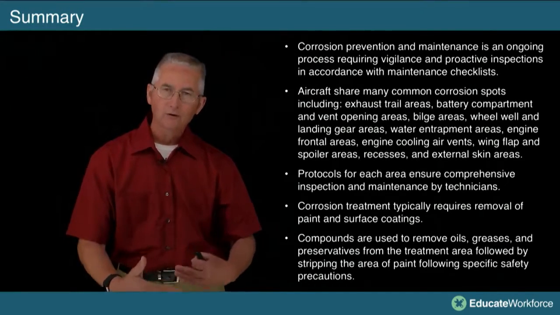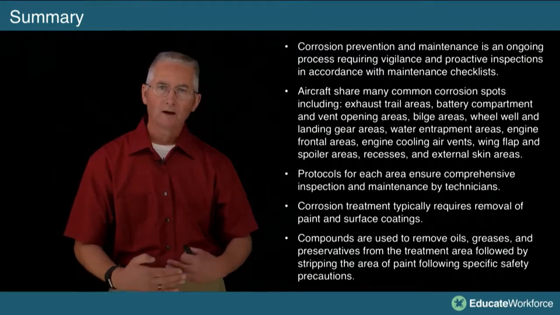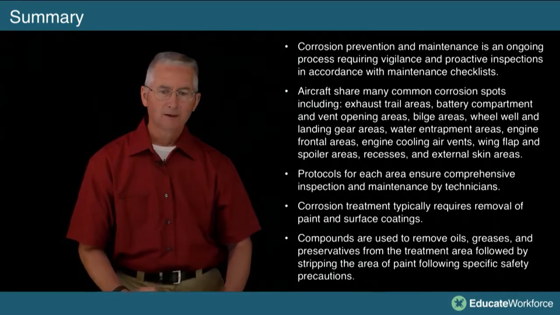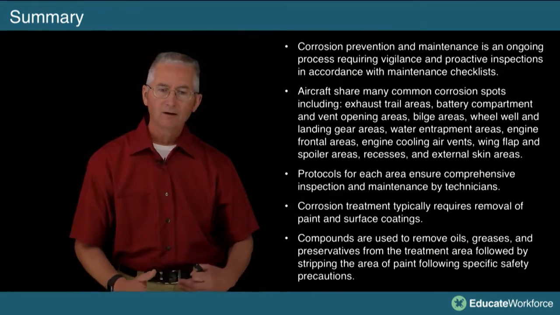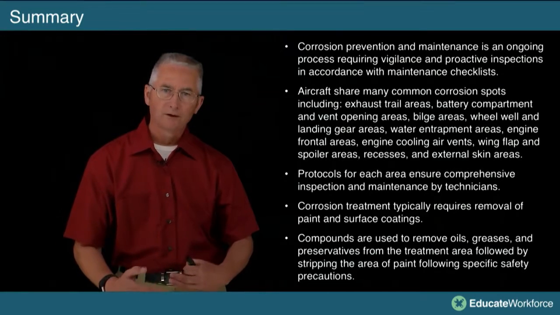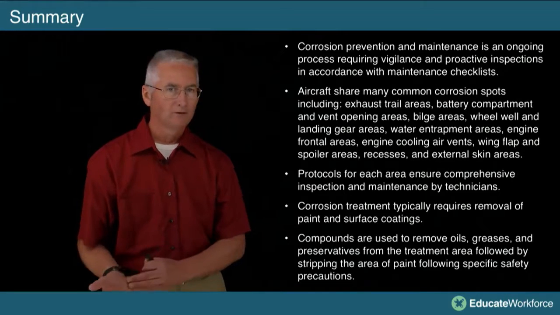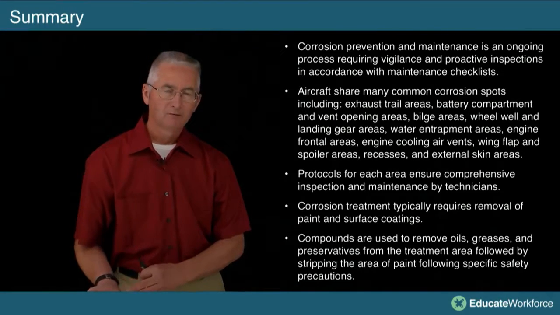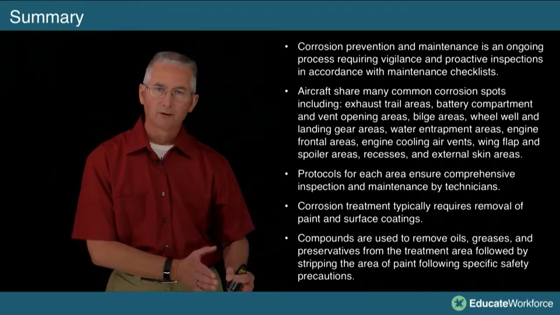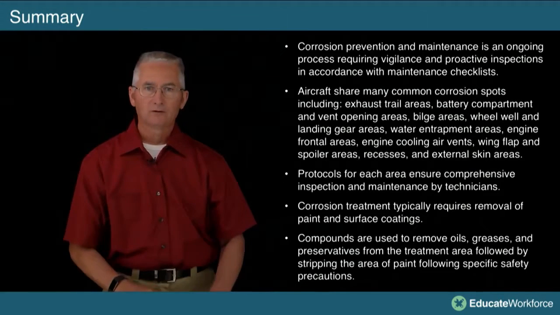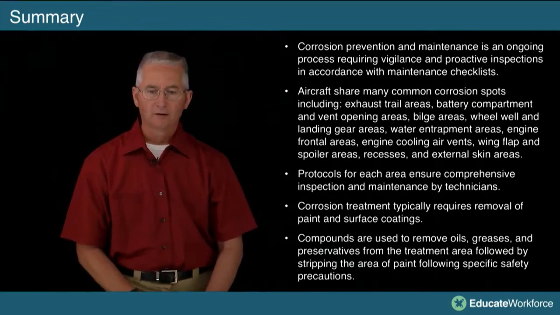So look at the corrosion prone areas, know what they are, identify them and inspect them. Each area is going to have its own particular types of corrosion, things you're going to look for, whether it's the battery vents and fumes or it's the moisture from the landing gear in those areas. Know what those areas are.